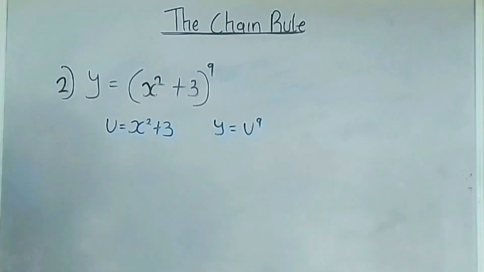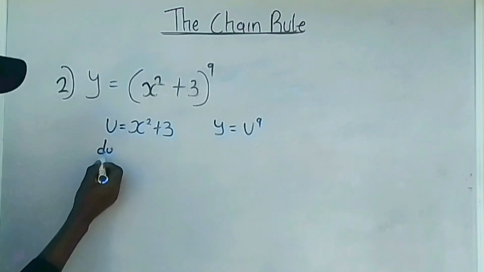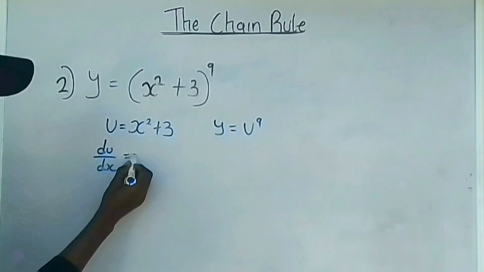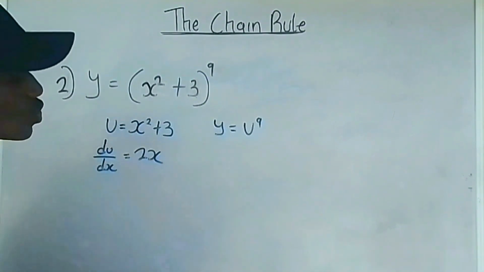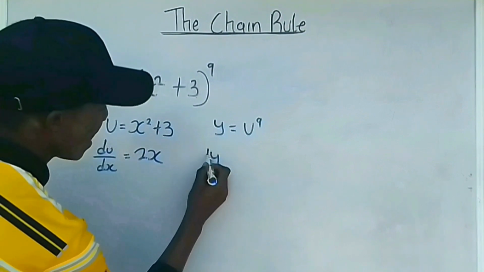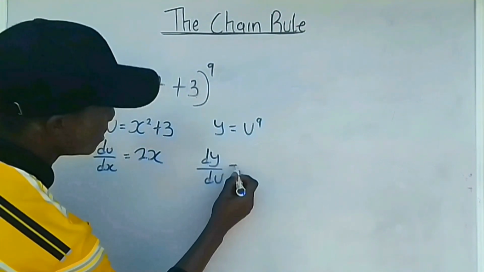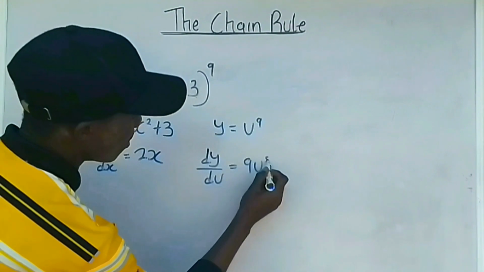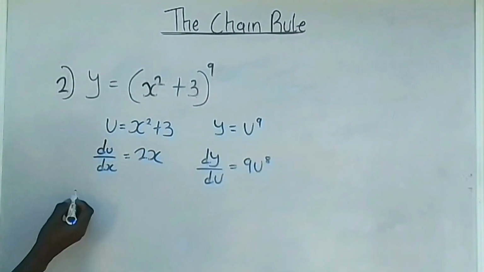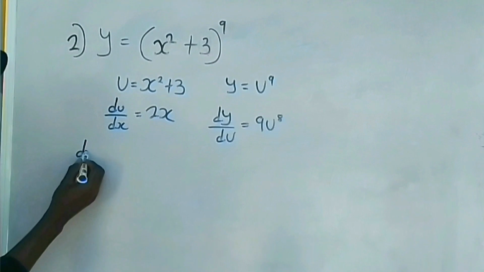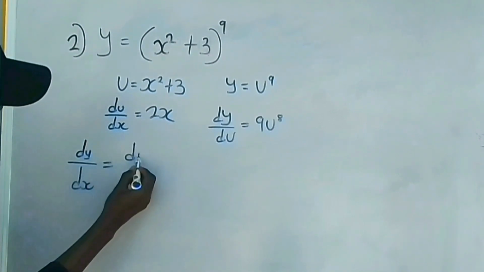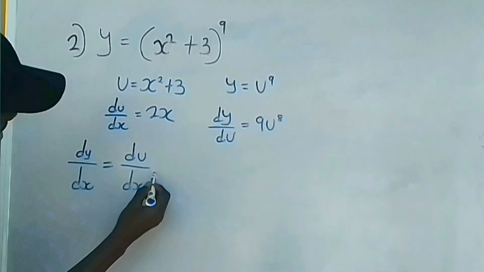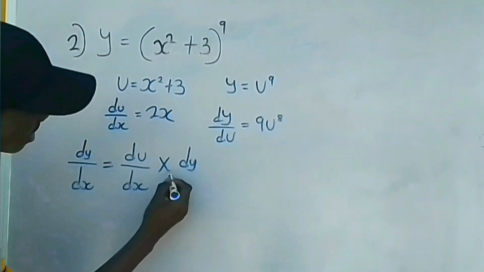Now the second step is to differentiate the inner function and the outer function. So I'm going to have du/dx equals 2x. And then we want to differentiate this outer function, y equals u^9. The dy/du equals 9u^8. So don't forget, for the chain rule formula, dy/dx equals du/dx multiplied by dy/du.